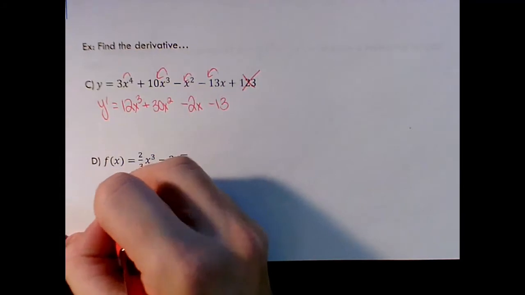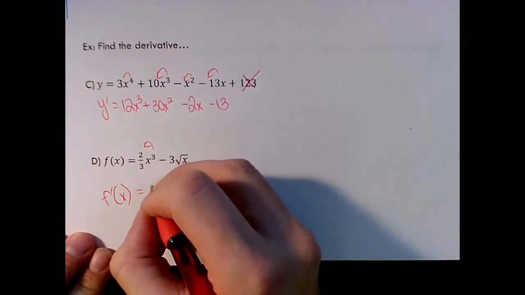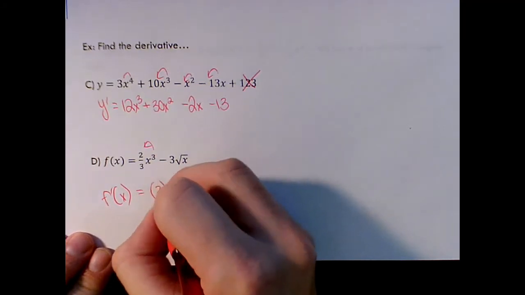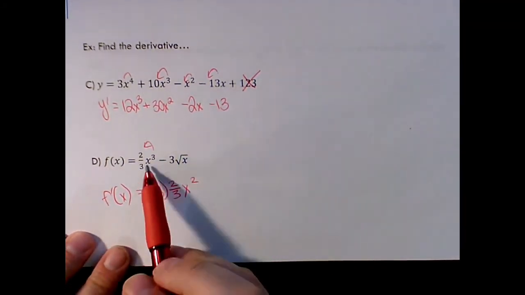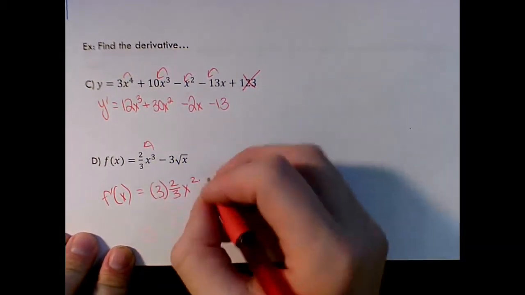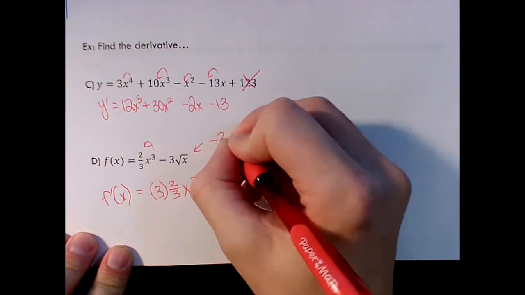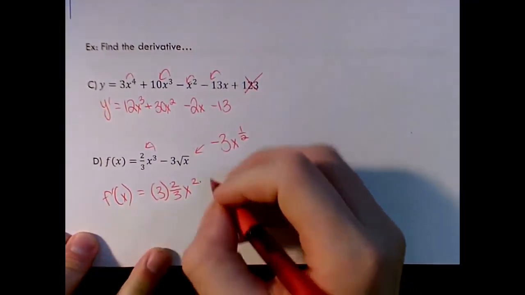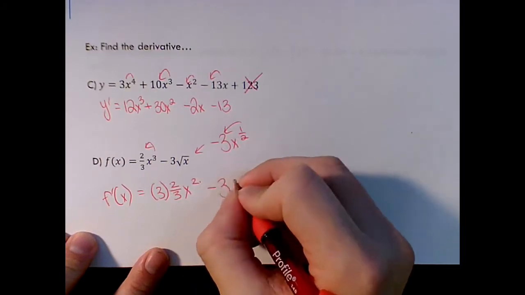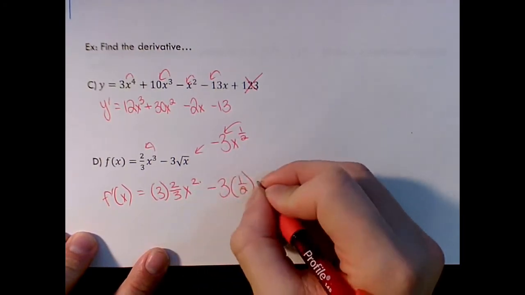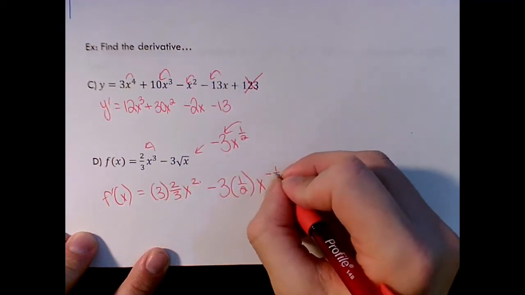F prime of x is going to be, and I'm just going to write this out because fractions are rough for certain people, 3 times 2/3 x to the second. Remove 1 from 3, gets squared. I should have rewritten this out as negative 3x to the 1/2. So what I'm going to do is bring out negative 3 times 1/2 x. And if I subtract 1 from a half, I already know what I get, negative a half.